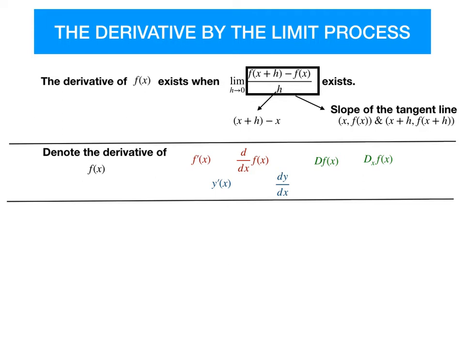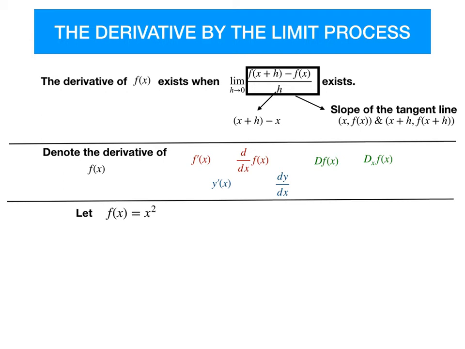To denote the derivative of f of x, we can use different notations. You can use f prime of x, you can use d over dx of f of x, y prime of x, dy dx, big D f of x, or big D sub x f of x. So now, let's look at an example.